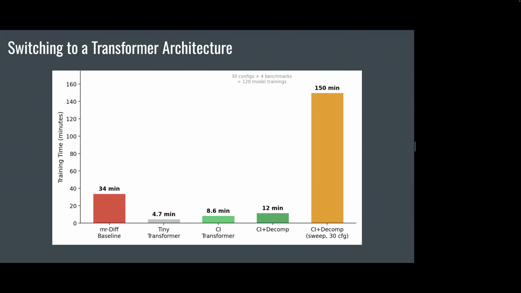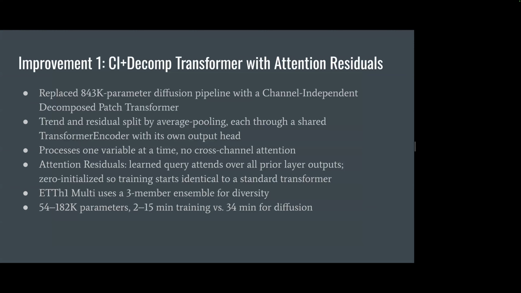And then at the end, when we ran our 30 hyperparameter configuration sweep, it took an amount of time, but it wasn't anything in the hours or days. So this is our first improvement. This is my improvement. So improvement one, CI plus D comp transform with attention residuals. So we replaced the 843K parameter diffusion pipeline. Then we got to work.